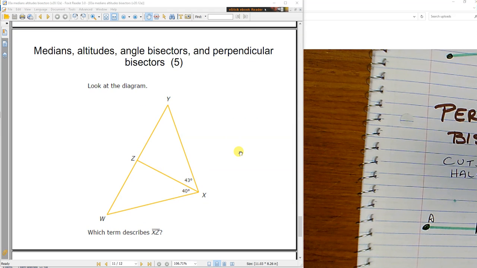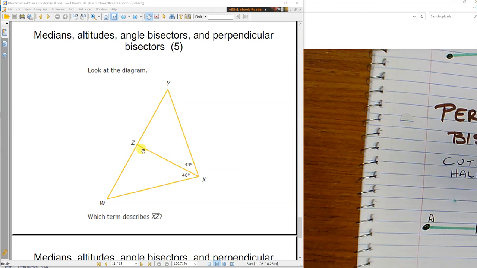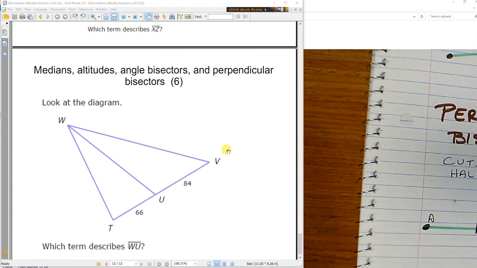YZ. No, XZ is, I don't even know. Look at the diagram. What is it? It's a nothing. It's not an angle bisector, and I don't know if it's perpendicular over here, so I don't know if it's an altitude. It's a nothing.